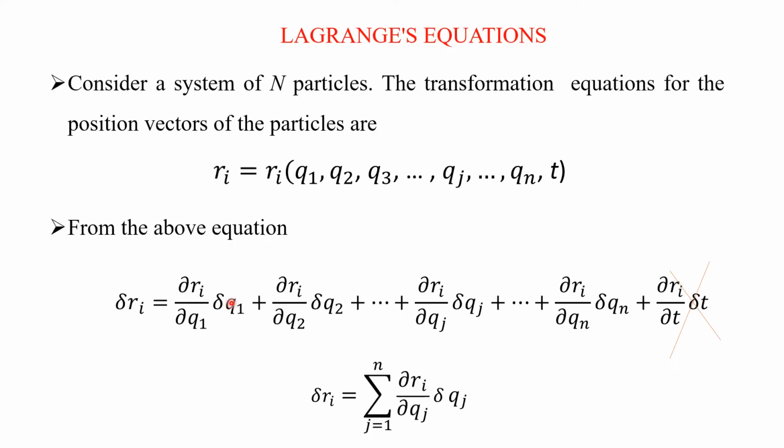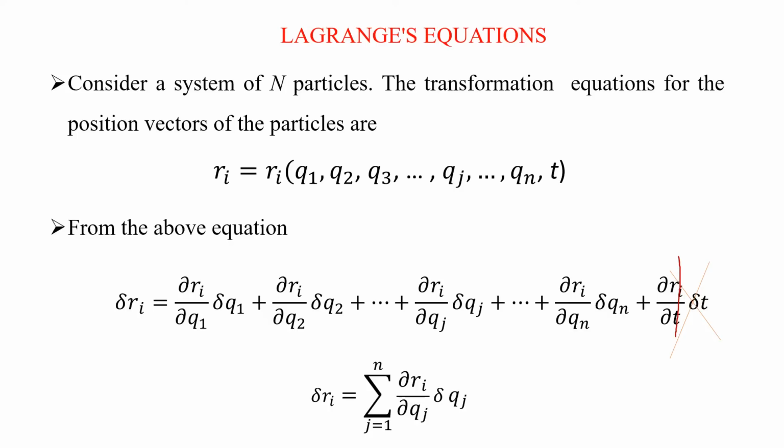delta ri is equal to partial ri over partial q1 into delta q1. Like that, it will go on, partial ri over partial q2 into delta q2, up to the last term, which is the time-dependent term, partial ri over partial t into delta t. We have seen many times that for an infinitesimally small virtual displacement, the displacement does not depend on the time factor, so delta t is zero. So this last term can be ignored.